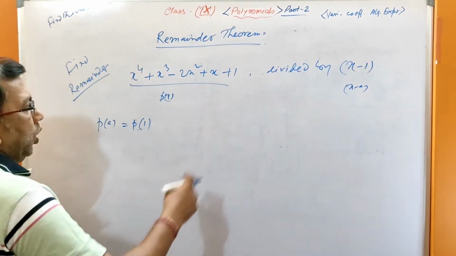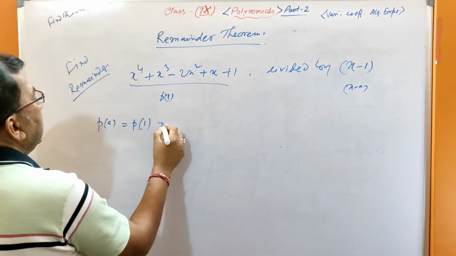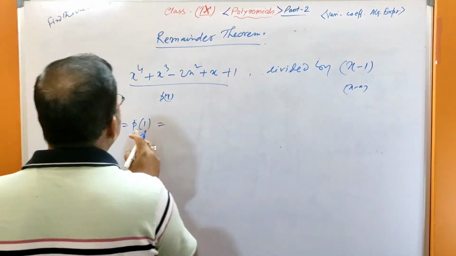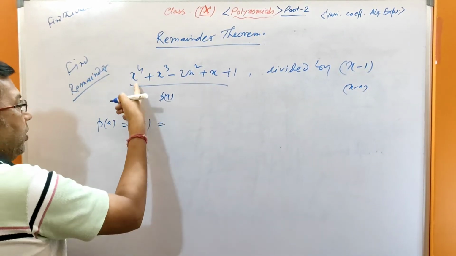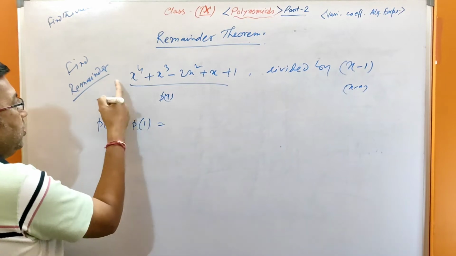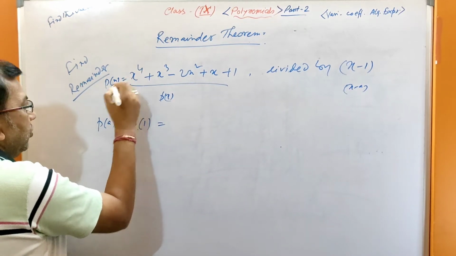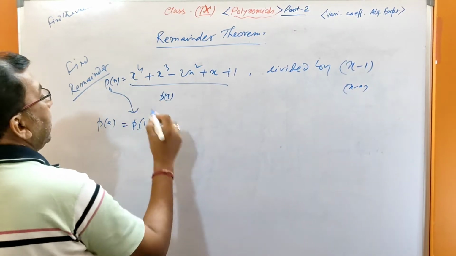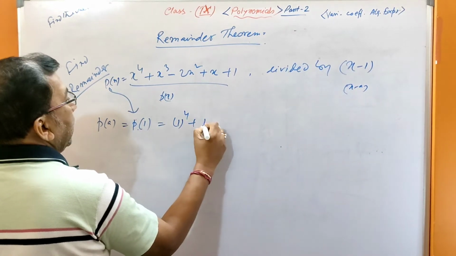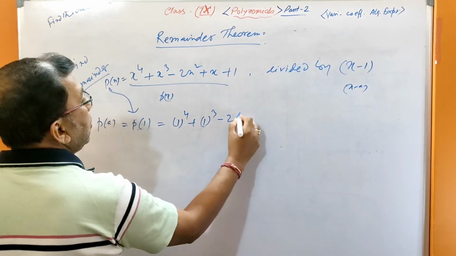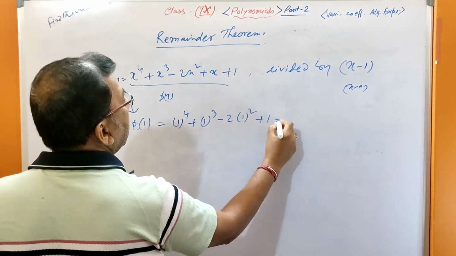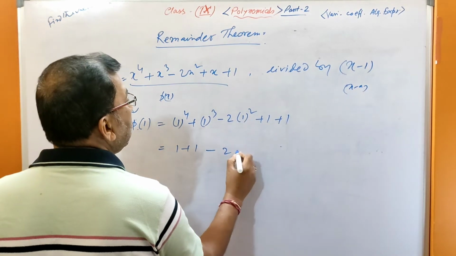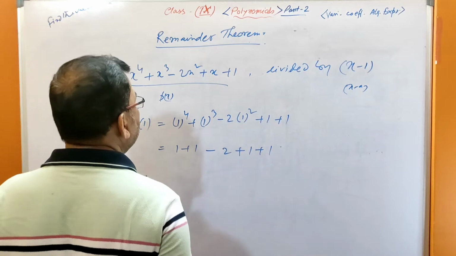So in this polynomial, if you put the value 1 out here, that is p1. px equals this. So p1 equals what? Instead of x, you have to find the value of 1 to the power 4 plus 1 to the power cube minus 2 into 1 to the power 2 plus 1 plus 1. What is the result? 1 plus 1 minus 2 plus 1 plus 1.